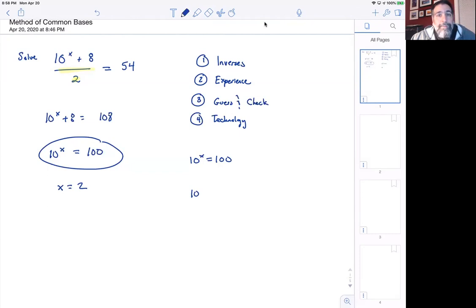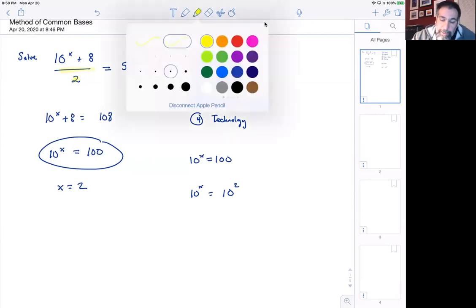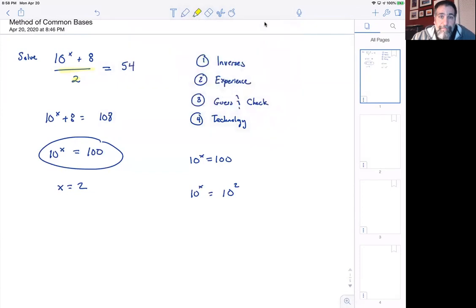But what we want to do is try to get something we're going to call common bases. So is there a base that both 10 and 100 have in common? Yeah, of course, it's 10. So if my left-hand side is 10 to the x, and I change my right-hand side to 10 to the 2, we can make use of good mathematical properties that say we can do the same thing to both sides.